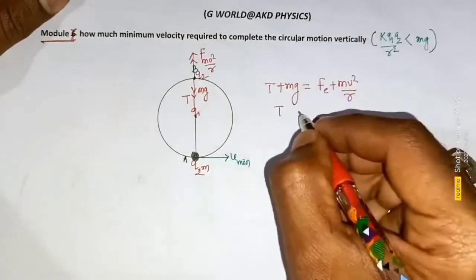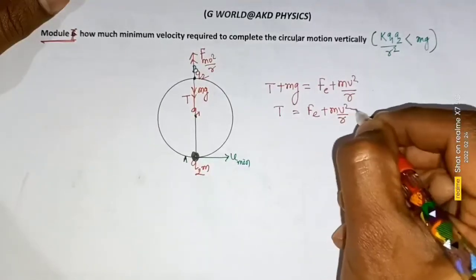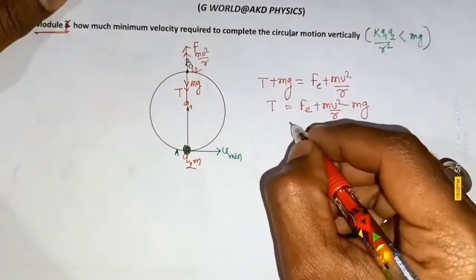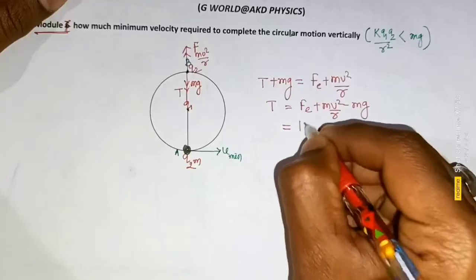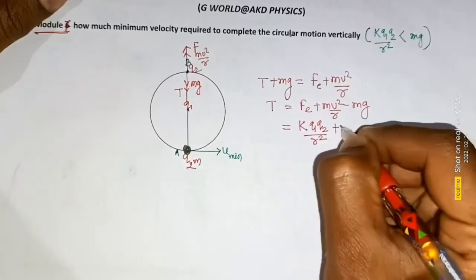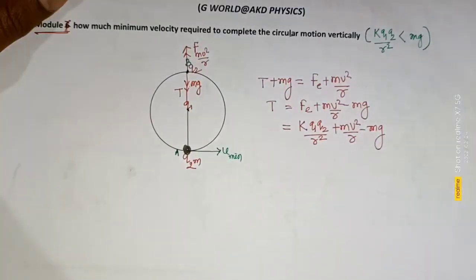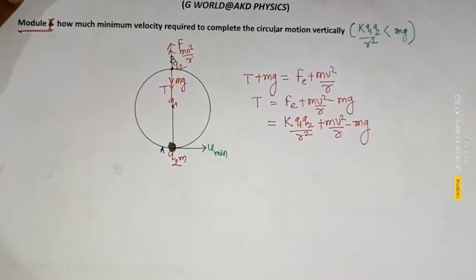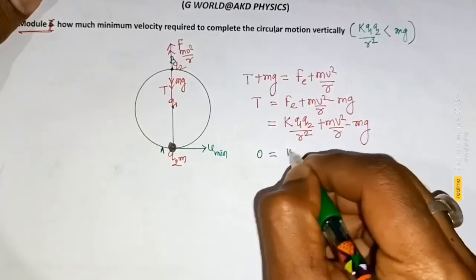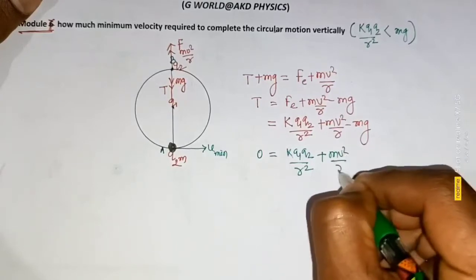So T, I can write as Fe plus mv square by r minus mg. And I will substitute the Coulombic force value. What is the Coulombic force value? This is K Q1 Q2 upon R square plus mv square by r minus mg. I hope the scenario is clear to everyone. If I make the tension minimum, equal to 0, I get 0 equals K Q1 Q2 upon R square plus mv square by r minus mg.